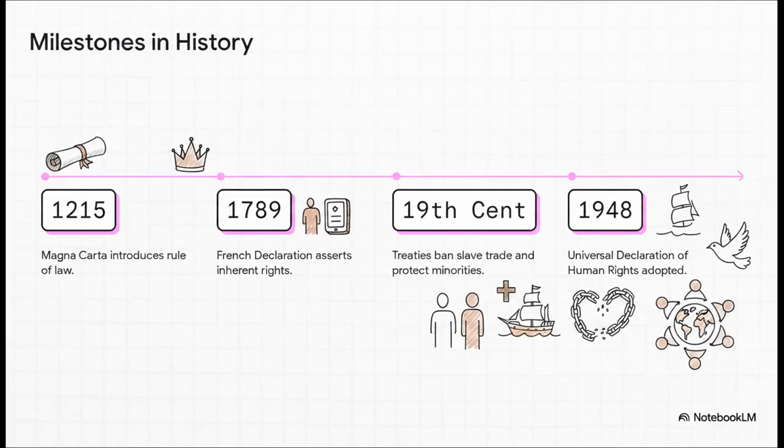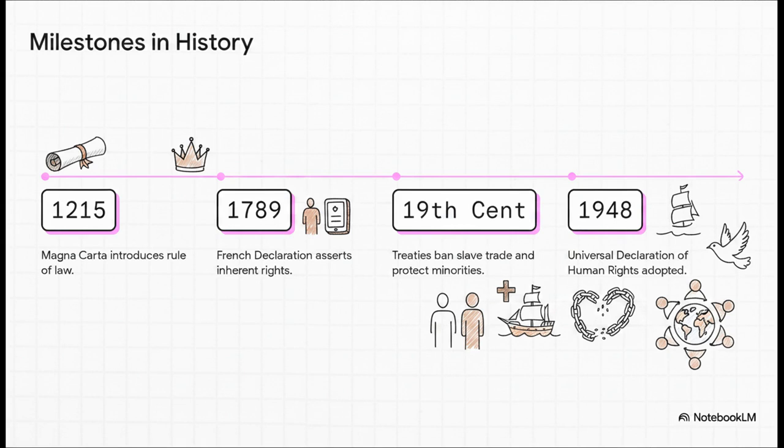Let's quickly trace how these concepts morphed into structured international law. It formally kicks off around 1215 with the Magna Carta, where the English king was forced to agree that no free men could be punished without lawful judgment. That established the vital rule of law. Fast forward to 1789, the French Declaration of the Rights of Man forcefully asserts that men are born free and equal. Throughout the 19th century, international law starts shifting to protect vulnerable groups. Treaties banning the transatlantic slave trade, the Geneva Conventions humanizing warfare.